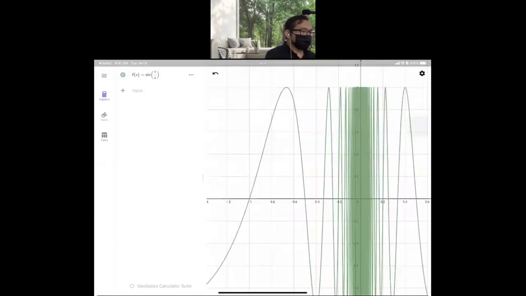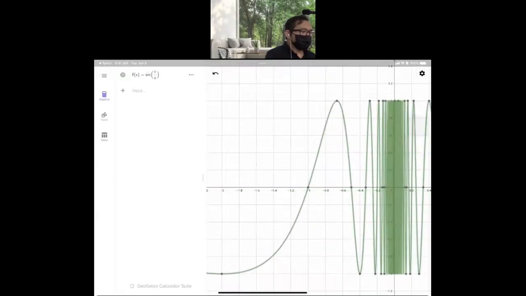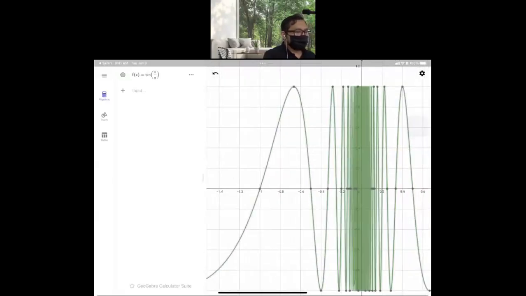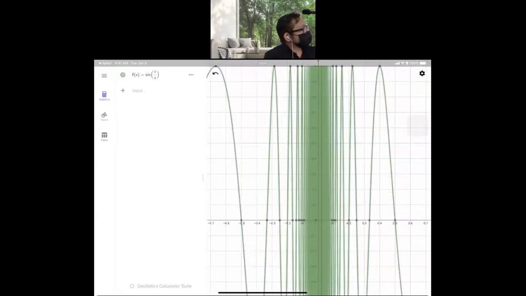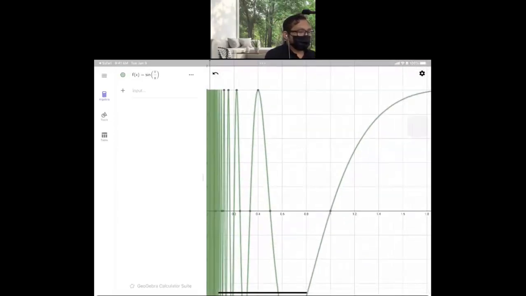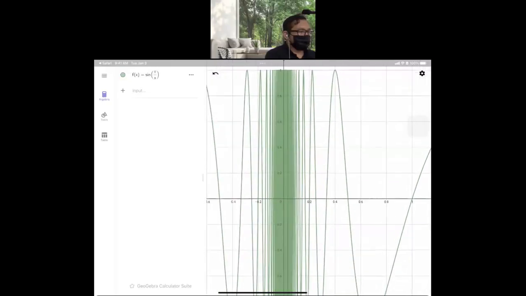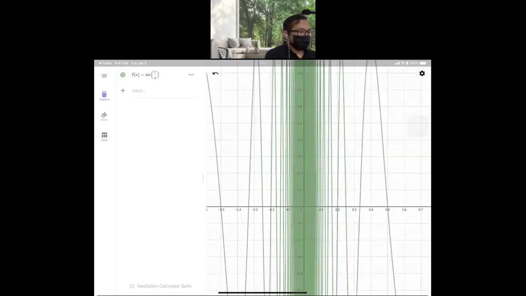So if we look from the left, it goes up, down, up, down, up, down, and every time it's getting close to 0, the distance between the amplitude is getting closer and closer. The same thing happens from the right, when we get closer and closer.